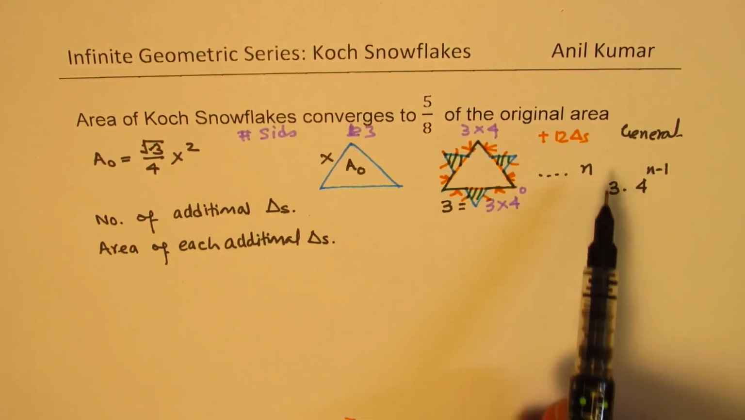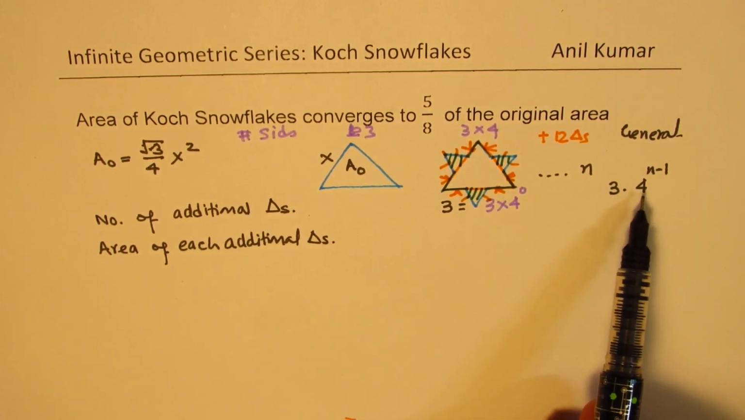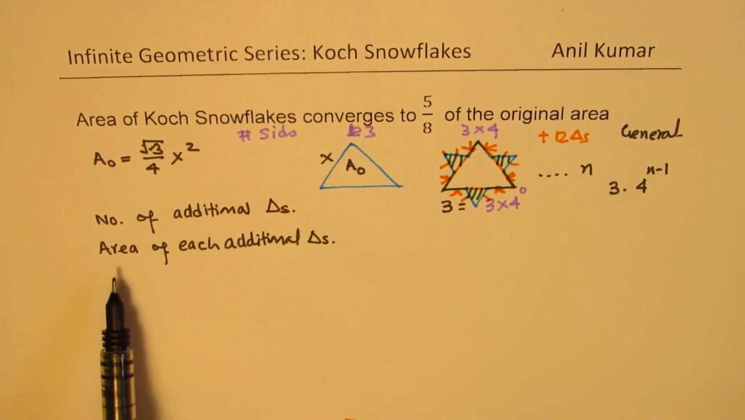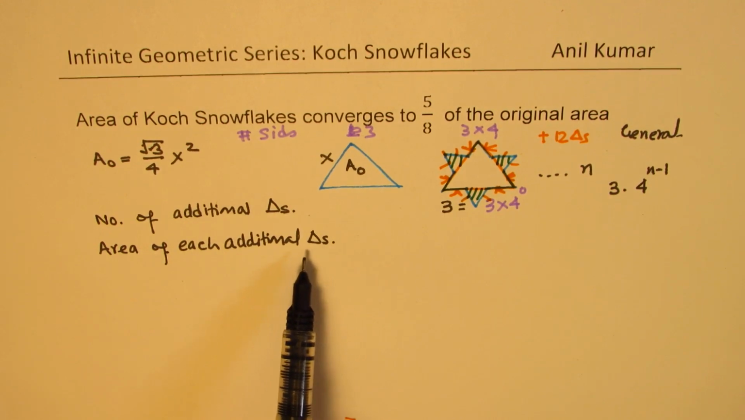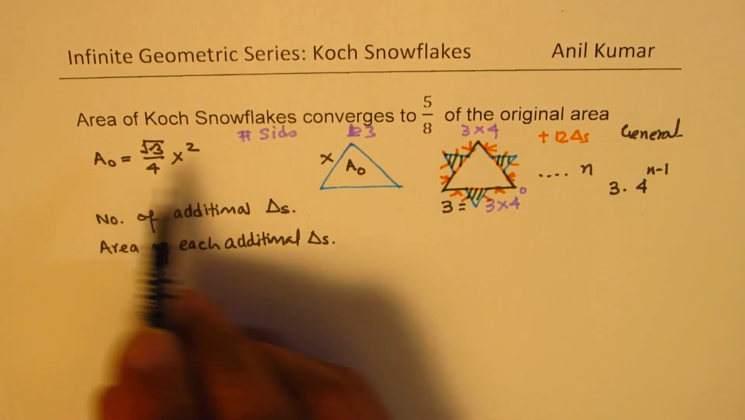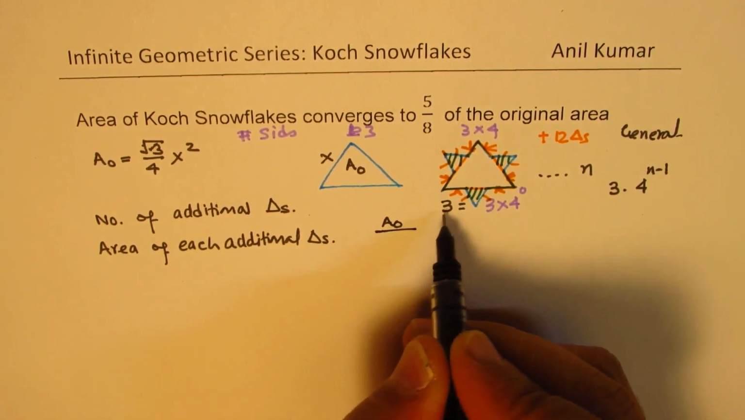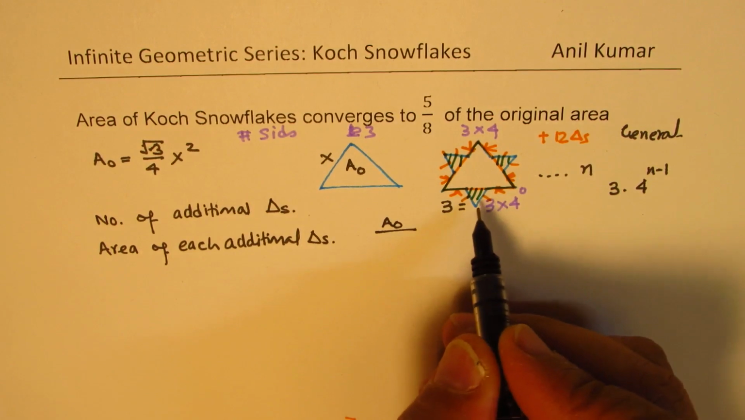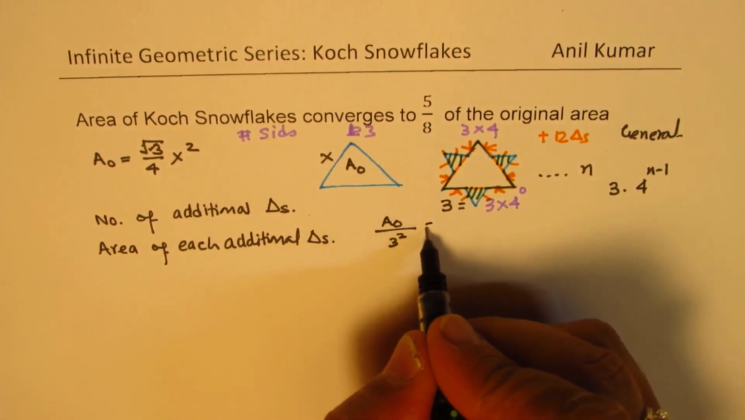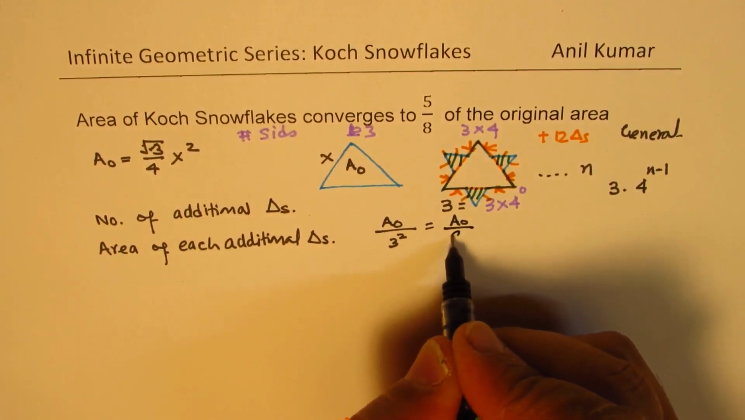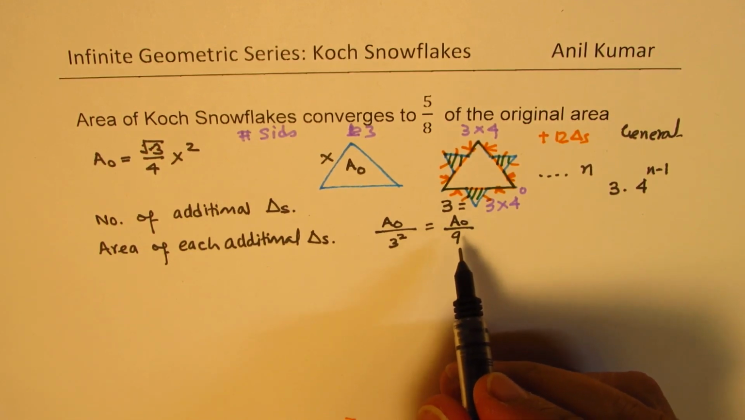So in the next iteration we'll have, in general, the formula 3 times 4 to the power of n minus 1. The second important thing to look into is the area of each additional triangle. So the additional triangle area will be equal to the original area divided by 3 squared, right? Because it is 1/3 of each side, so divided by 3 squared, which is 9 basically. So we get an additional area of A0 over 9. Perfect. So that becomes the additional area.